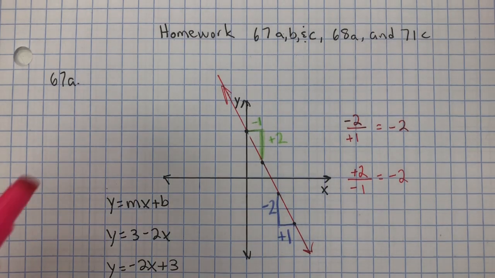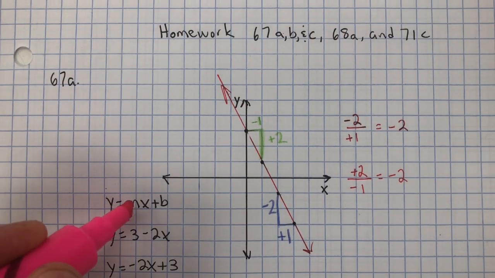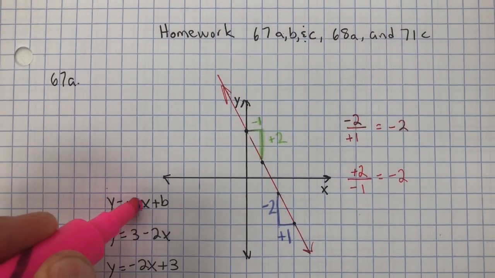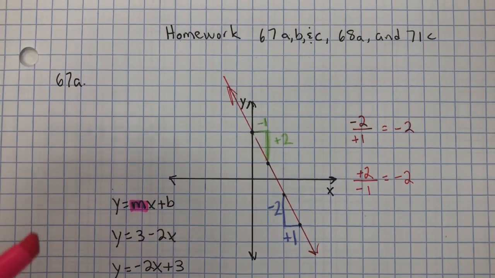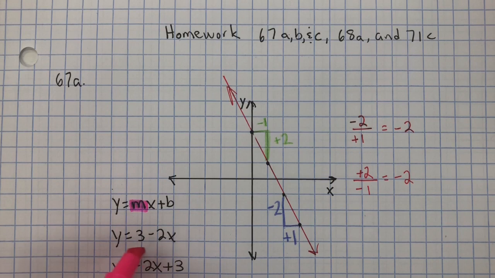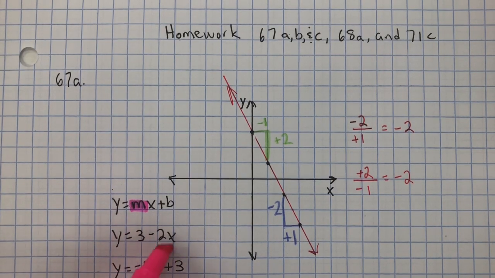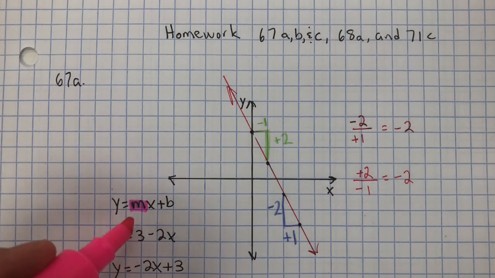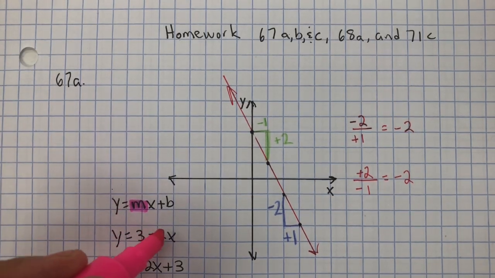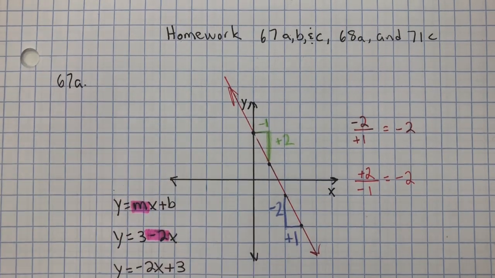For problem 467A, I have y equals mx plus b, m being the growth rate. If you see the growth rate, this doesn't line up. This doesn't look like the growth rate. Here's the growth rate, negative 2x. It's the value in front of the x.